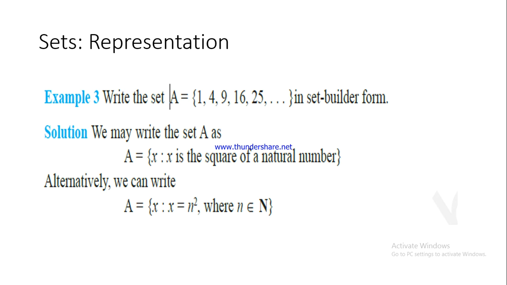Basically, capital N is the set that denotes all the natural numbers, and so we are saying that n, the small n, belongs to capital N, means the small n are different natural numbers. So A is equal to {x such that x is equal to n square}. So for every single natural number you will have to find out the square. So square of 1 would be 1, square of 2 would be 4, square of 3 would be 9, and so on. So this now becomes the set builder form. Okay.